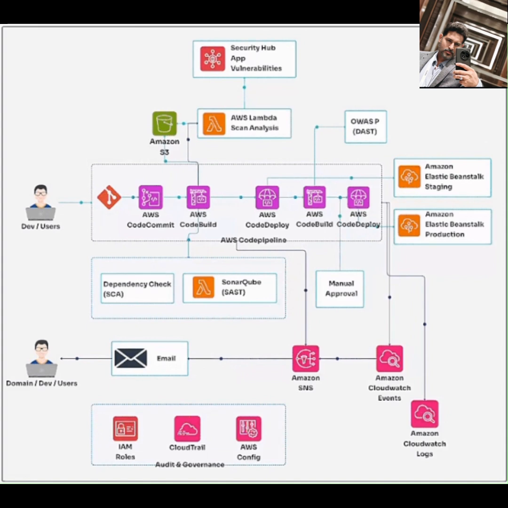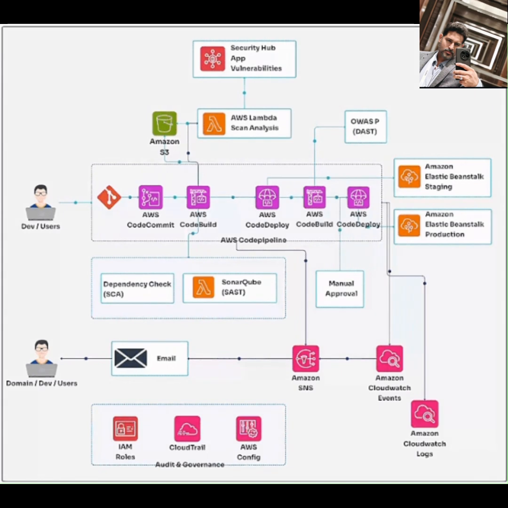After deploying to staging, the diagram shows more testing, specifically OWASP, DAST. DAST, or Dynamic Application Security Testing, involves running security scans against the live application in the staging environment to find vulnerabilities. Before deploying to the final live environment, there's a manual approval step.